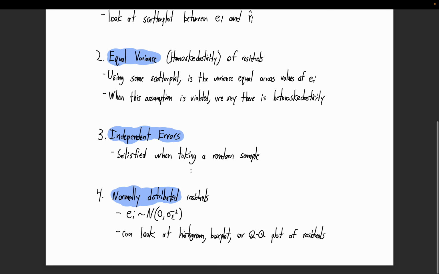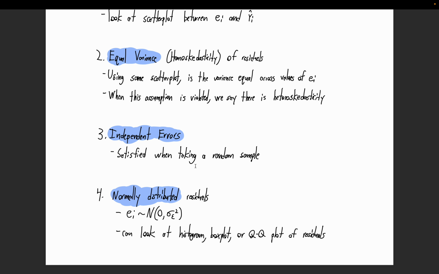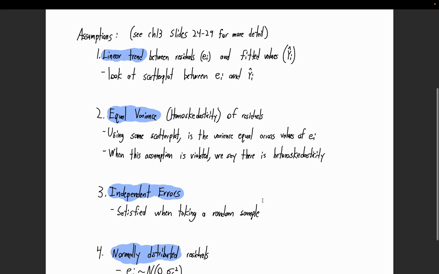Independent errors, so this will be satisfied if we take a random sample. We can also look at the scatter plot for independent errors. And then finally, our errors or residuals should be normally distributed. We can check that by looking at a histogram, box plot, or QQ plot of residuals.